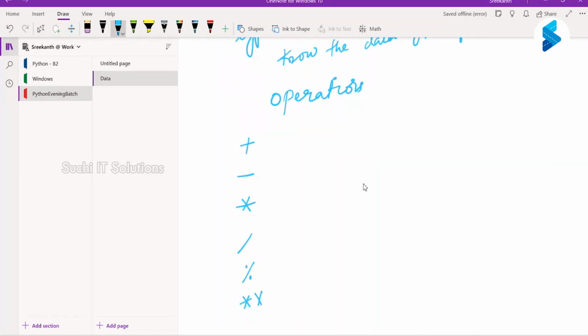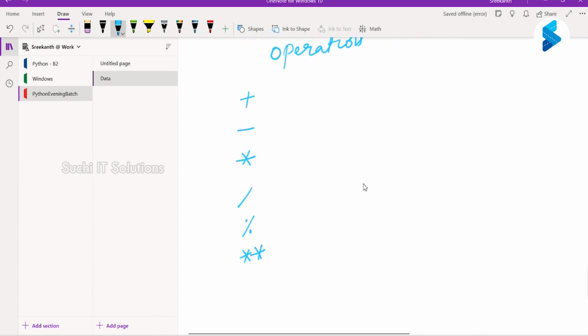And you have star star. So this is a special operator in Python. And you also have slash slash. These two are special operators. We'll come to it.